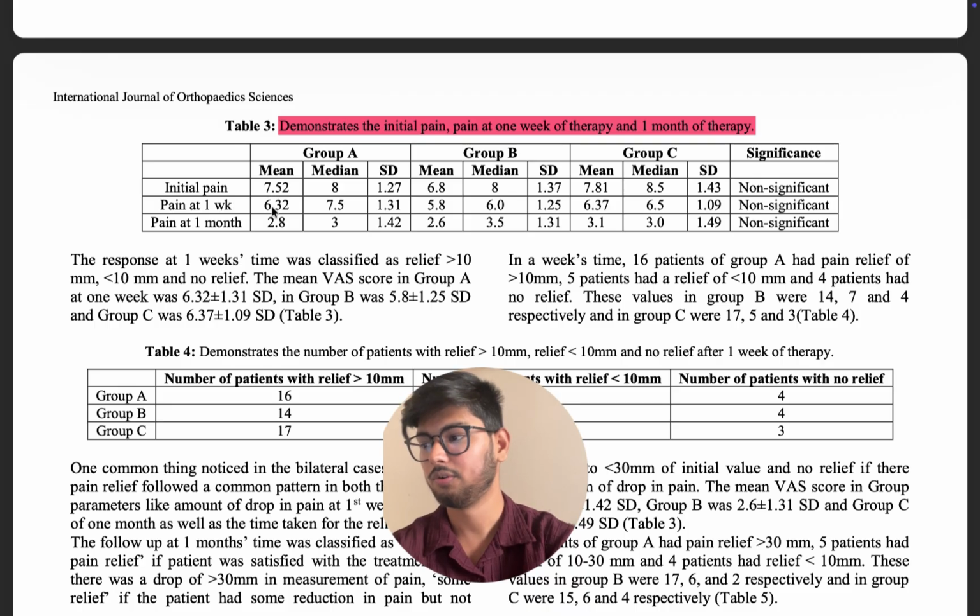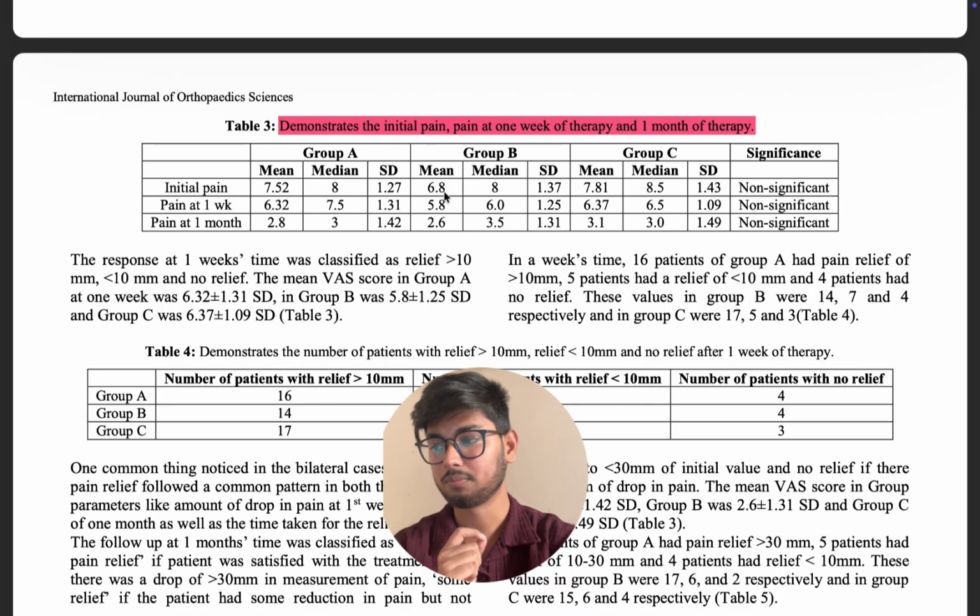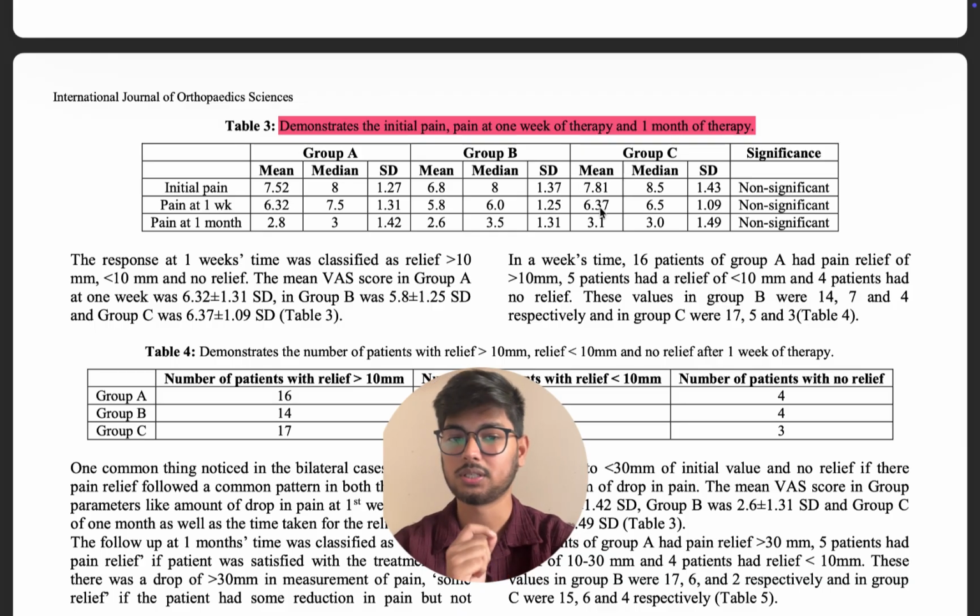From 7.52 it is 6.32 in group B, from 6.8 to 5.8, and in group C from 7.81 to 6.37. So the pain has reduced. So all of them have positive results, but if we compare the three of them, there is not much difference between them, so we cannot decide which treatment was good enough.